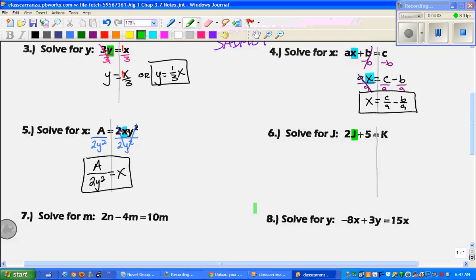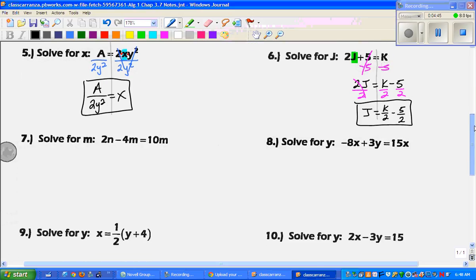Okay, we have to solve for j. First thing I have to do is get rid of that minus 5, so 2j equals k minus 5. To get rid of the 2, I have to divide everything by 2. So our final answer is j equals k over 2 minus 5 over 2. Same thing, we're following order of operations.